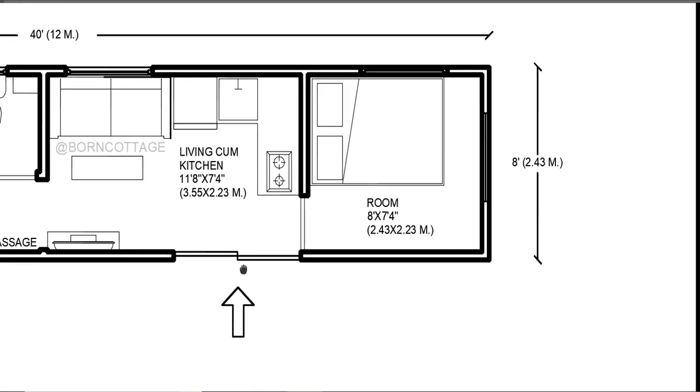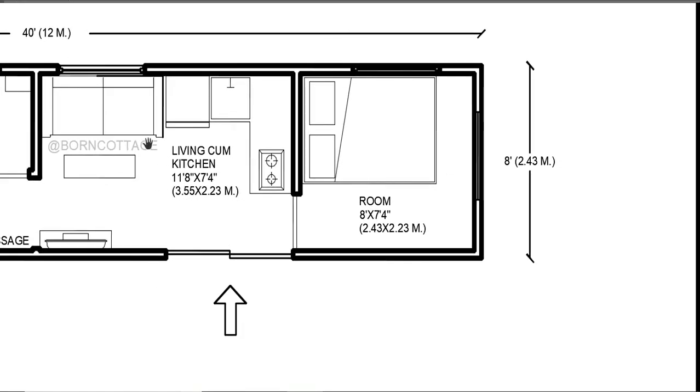After that we will go inside, so we have a living cum kitchen area. You can see here the sofa arrangement, tea table arrangement, also tea unit on the front wall, and we have a kitchen cabinet with burner, sink and refrigerator arrangement.